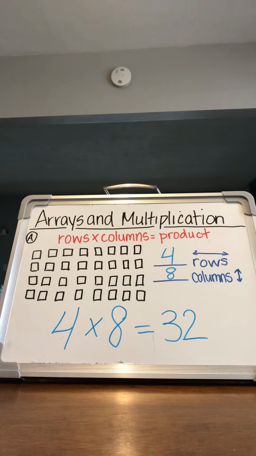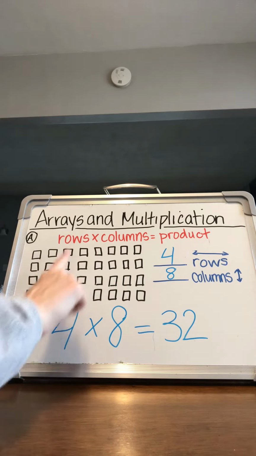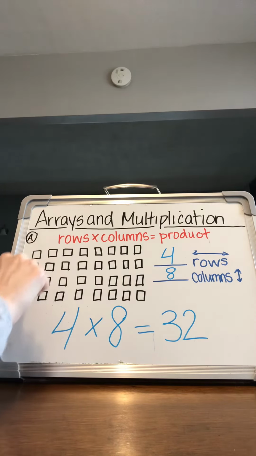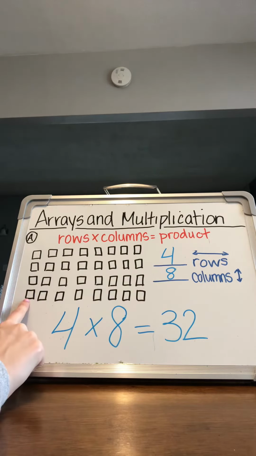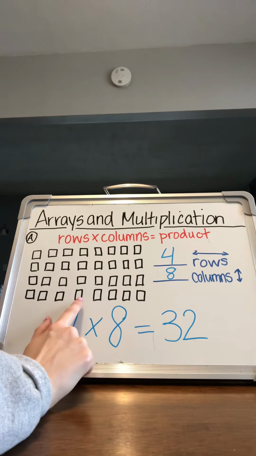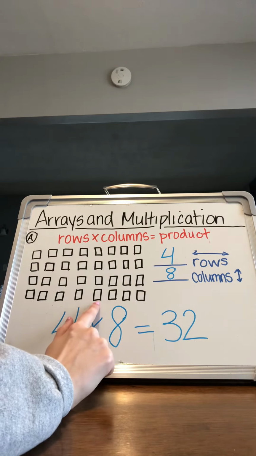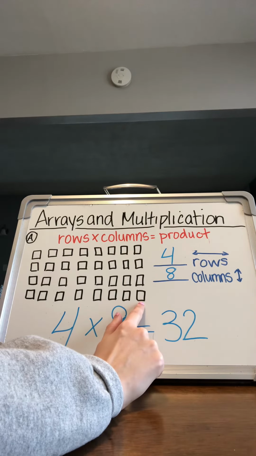So what you can do is skip count by 4s to get your answer. Now, 4s are how many rows we have. So we have 4 rows, but that's skip counting by 8. So let's skip count by 4s. 4, 8, 12, 16, 20, 24, 28, 32.